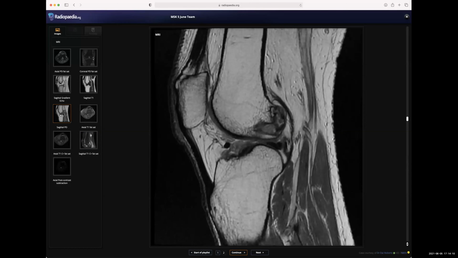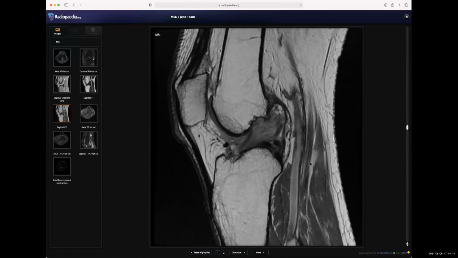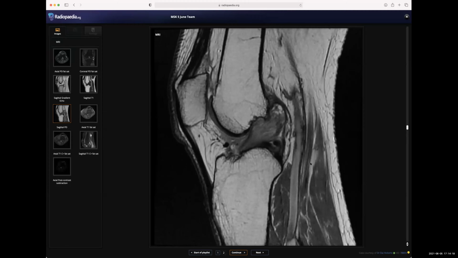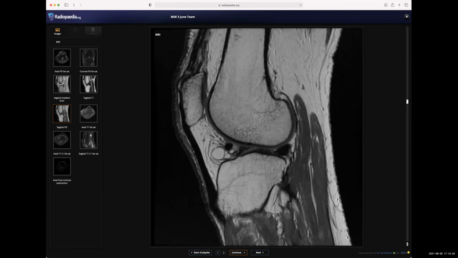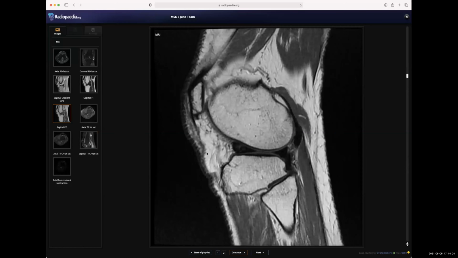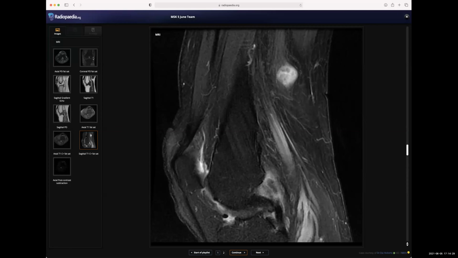sagittal again. I'm not really sure, but I think these are mucoid degeneration of the anterior cruciate ligament with perhaps some sort of rupture, and mucoid cysts which have interspersed in the muscle planes of the knee joint. The patient would be referred to orthopedics for the management.